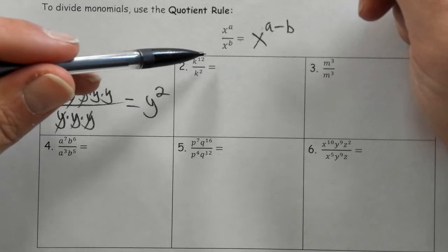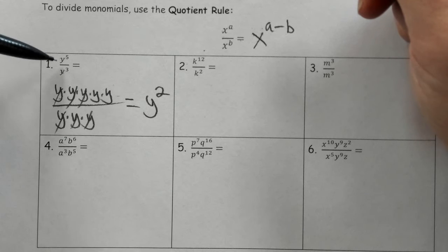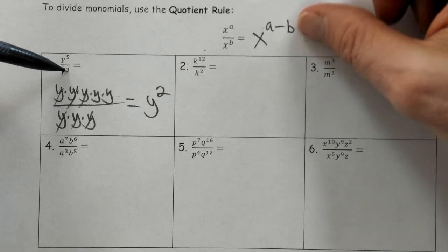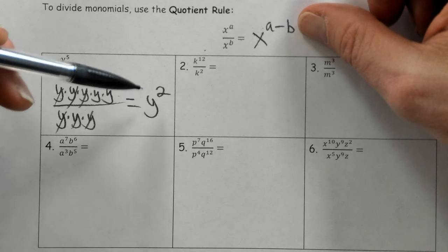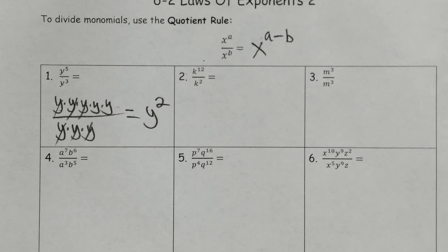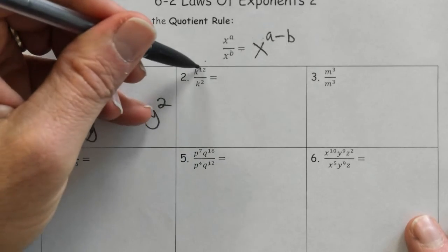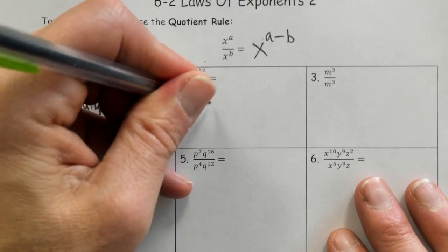And we can utilize the quotient rule instead of having to write this out every single time. Y to the 5th divided by y to the 3rd. What do we do? Subtract the exponents. 5 minus 3 is 2, and we can just immediately write y to the 2nd power, and that will save us some time. All right, so a few more examples to look at. K to the 12th divided by k squared. 12 minus 2 is 10. The answer is k to the 10th.